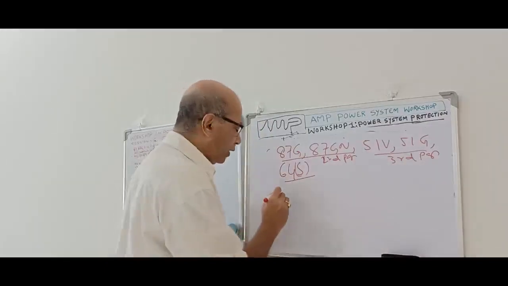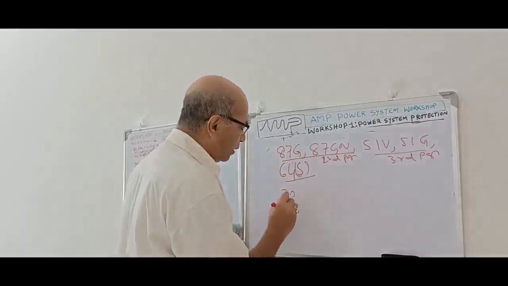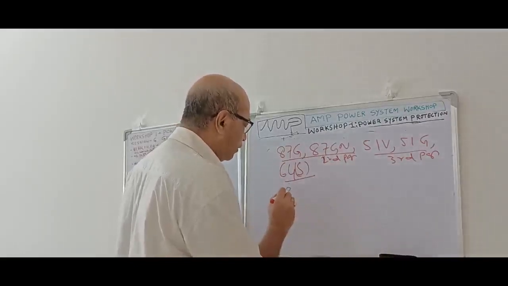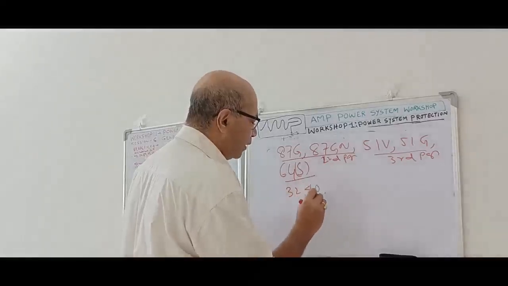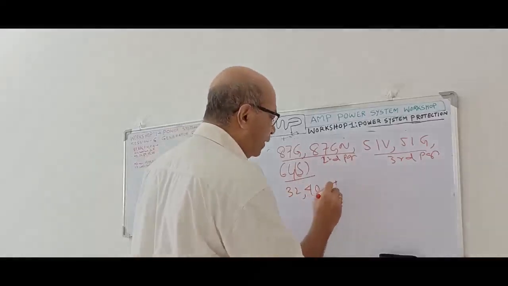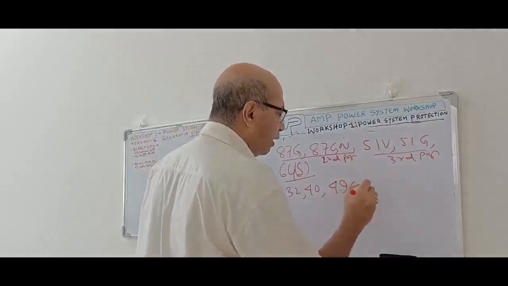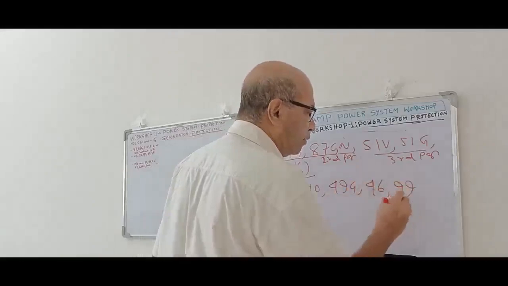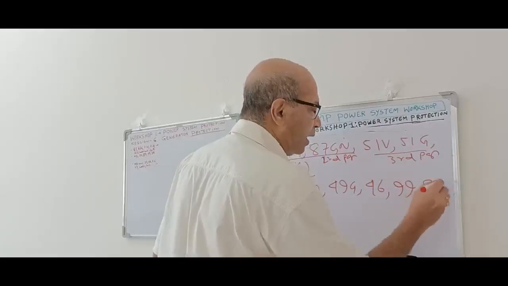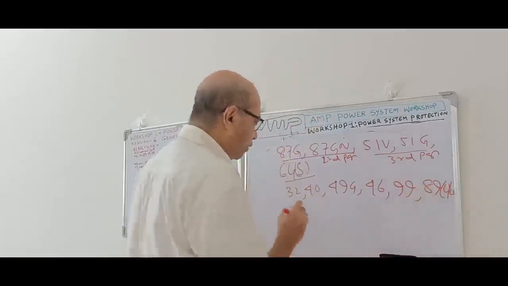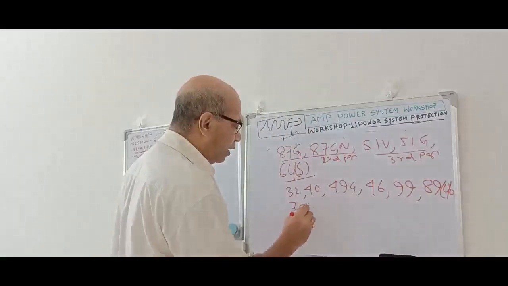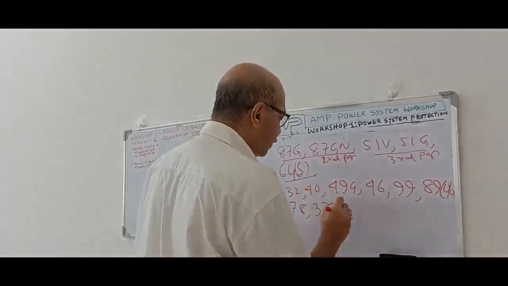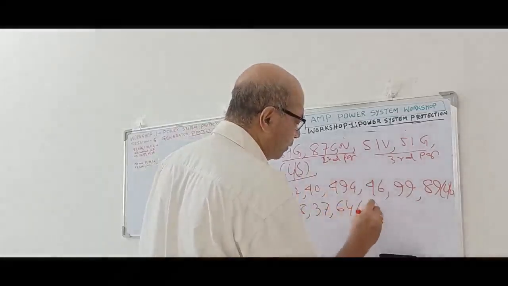What are those service conditions? We discussed 32, reverse power or loss of excitation. Then 49G overload, 46 negative sequence, 99 overfluxing, 81 under frequency and over frequency. Then we discussed 78, 37, and also 64F, the rotor earth fault.